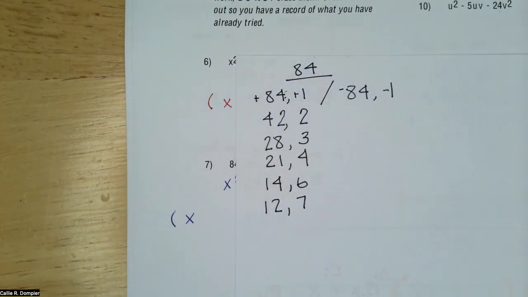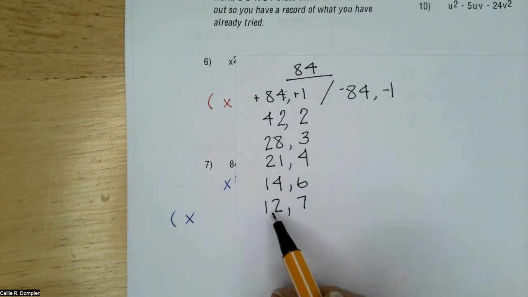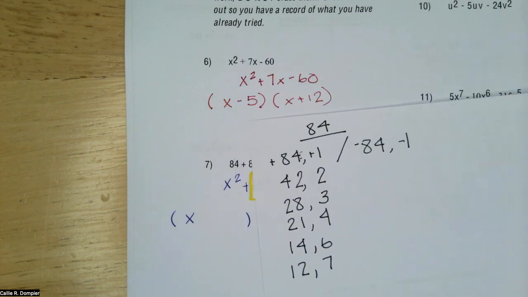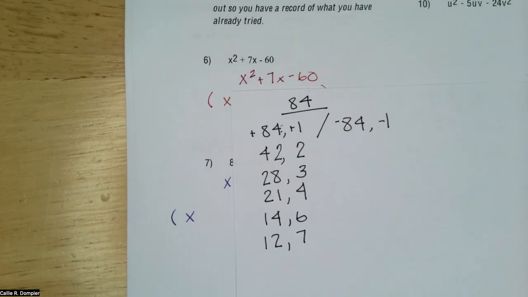84 divided by 8, oddly, it's not a factor. 84 divided by 9, no. 84 divided by 10, no way. 84 divided by 11, nope. And 84 divided by 12 gets us back to 12 times 7. So those are all of our factors. Do any of them add up to a positive 83? Do any of those add up to 83?